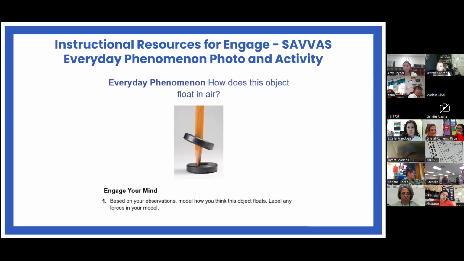Here they give us a picture, but this is also a really great opportunity to actually demonstrate this phenomena for your students using a real pencil and the ring magnets. The title is, how does this object float in air. The engage is meant to be a very quick introduction to get them thinking and interested in the content. A great practice would be to have your students make observations. So if you can do that in the chat, what is something that you notice from this phenomena? What do you notice?